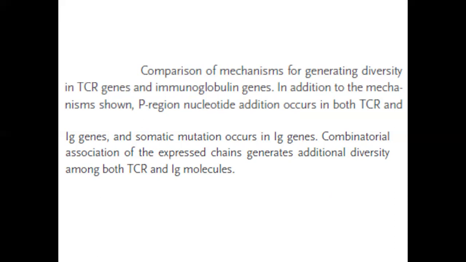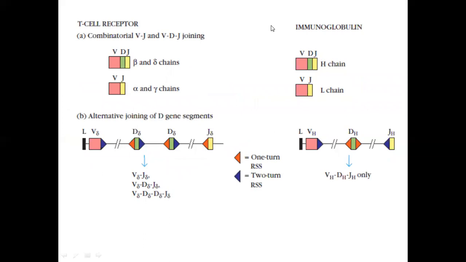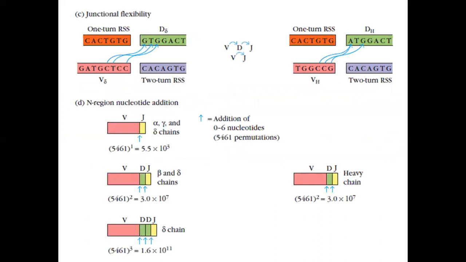All others are same. So I'm not going to explain in detail about those methods. You have to learn from there only. So only the differences I am telling here. So this is how the T cell receptor and the immunoglobulin comparison is given here. So combinatorial VDJ joining, alternative joining of these segments, same comparison is given here. Junctional flexibility, N region nucleotide and P region nucleotide addition. So all this except the hypermutation. Hypermutation does not take place in the TCR gene, but it takes place in the immunoglobulin genes.